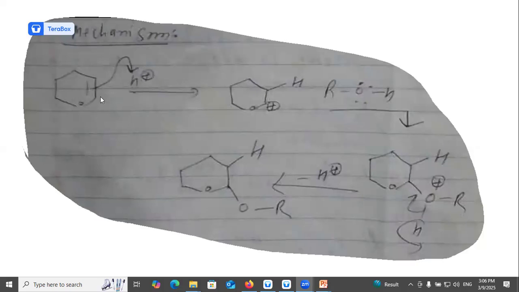This is the double bond of the tetrahydropyran, and the electron density there is higher. So electrons flow towards the acid H plus, and we'll get a plus charge here. And then the alcohol has a lone pair of electrons, and this lone pair attacks this plus charge, and this oxygen gets the plus charge. And if we remove H plus, we'll get tetrahydropyran ether.